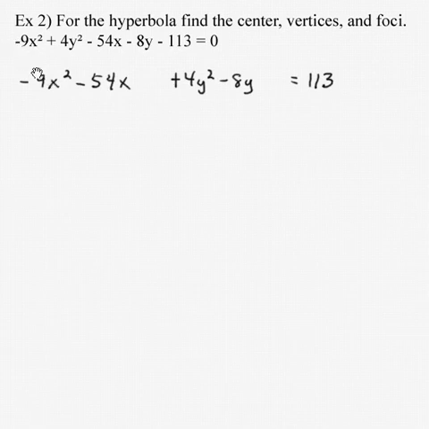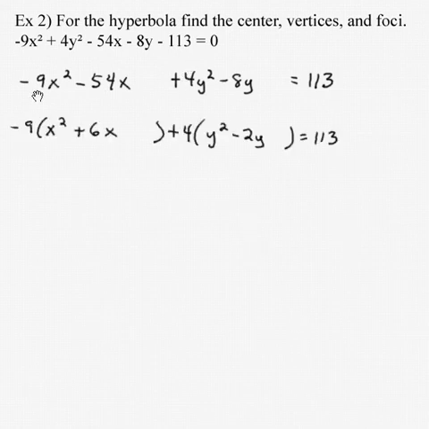Let's complete the square by gathering the x's together, gathering the y's together, taking the constant to the other side. We're going to complete the square twice. We need coefficients of 1 for the squared terms, so we're going to have to factor those out. Negative 9 factored out leaves me with 1x squared plus 6x. Positive 4 factored out leaves me with y squared minus 2y, and that is still equal to 113.